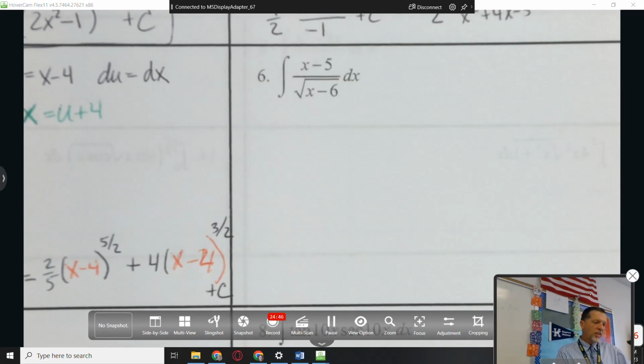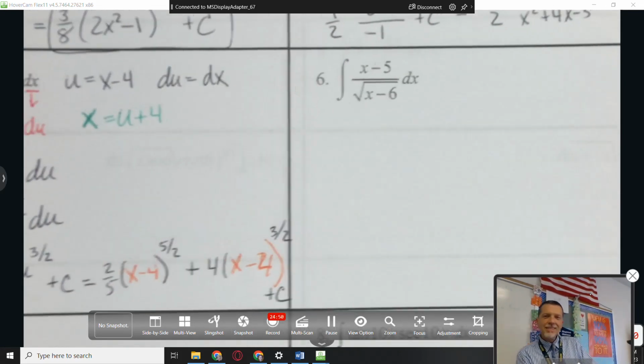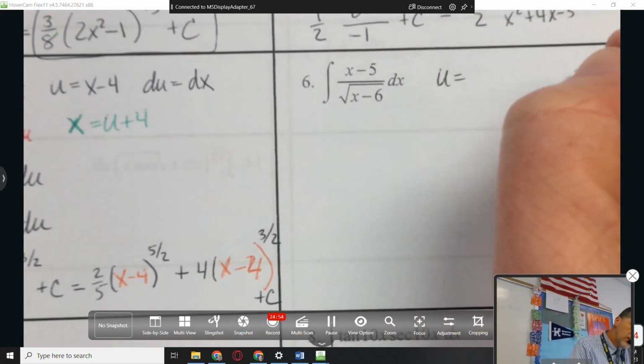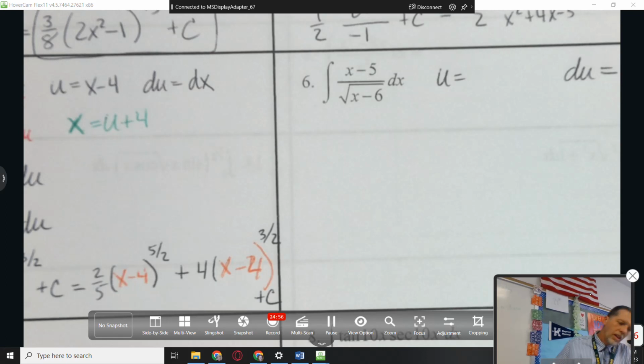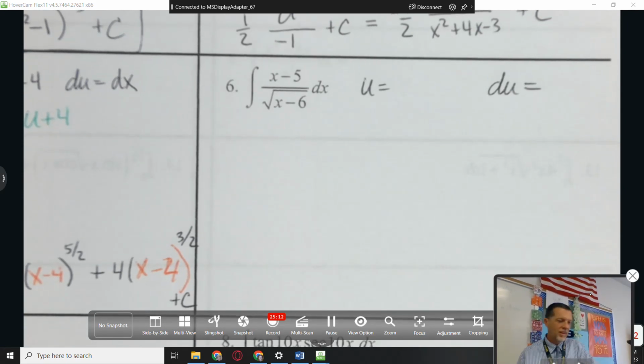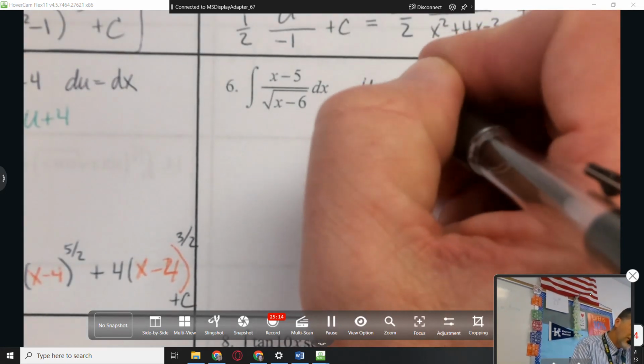All right, based on number 5, number 6 is kind of similar. There are only two choices, x minus 5 or x minus 6. You don't want to do square root of x minus 6, because then du would be a mess, and you wouldn't be able to clean it up. So what do you think, x minus 5 or x minus 6? X minus 6.